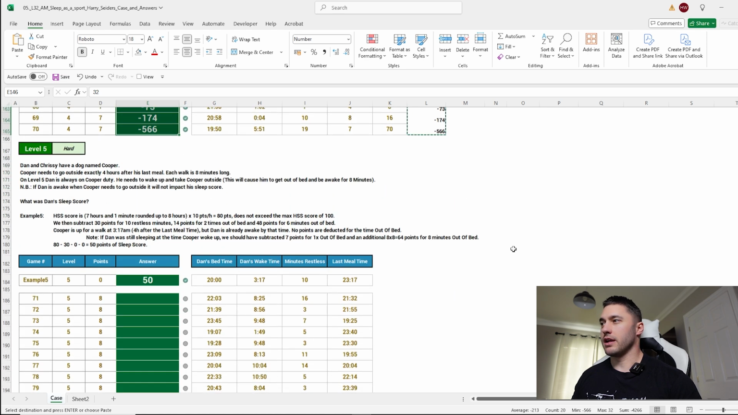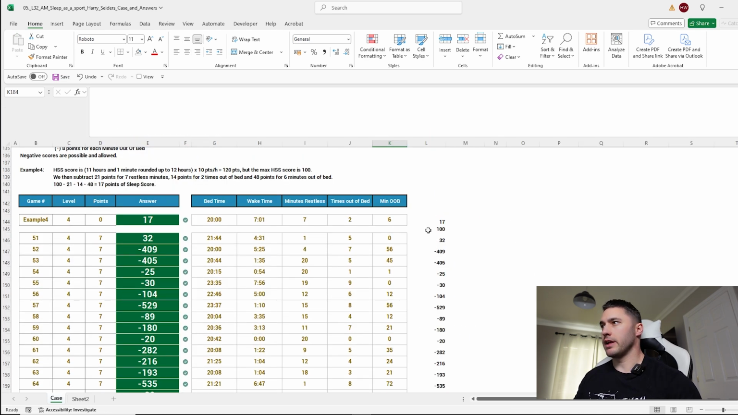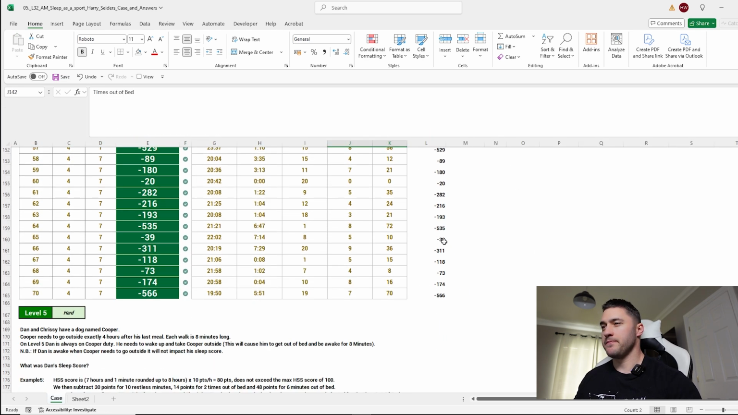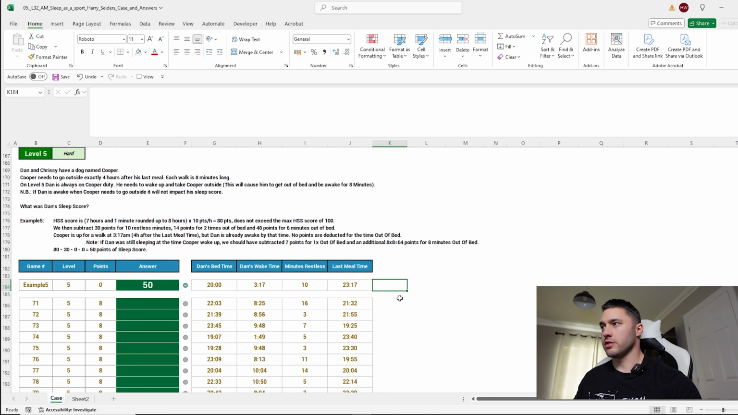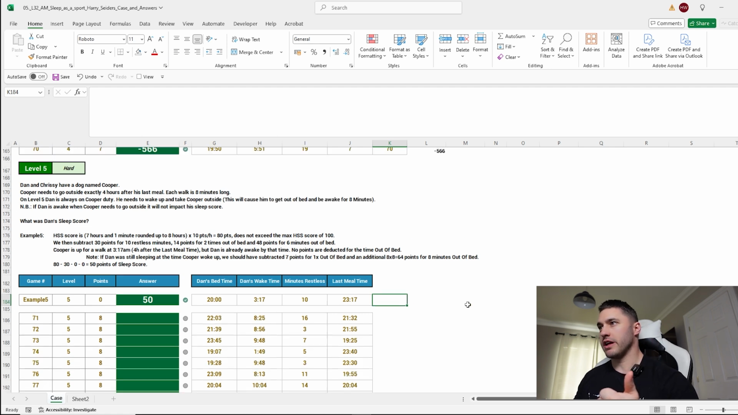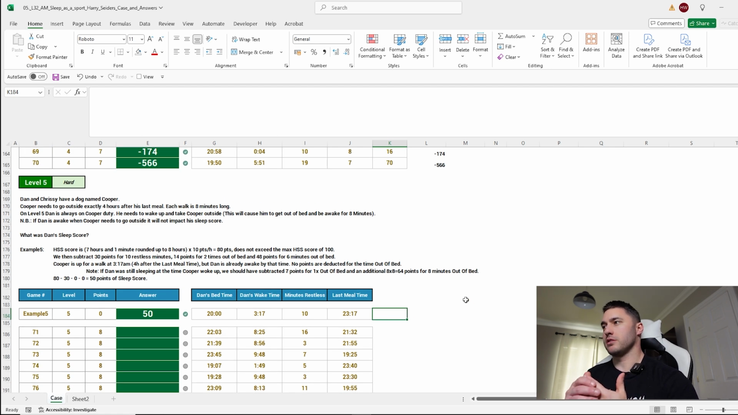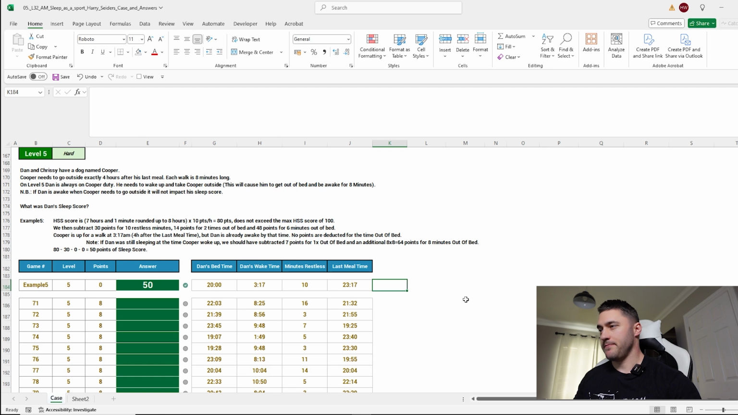This is where it kind of gets a little bit hard, because we have to calculate the times out of bed and minutes out of bed. And the way that's determined is by whether you walk the dog or not. So the dog has its last meal at a certain time. The dog's always going to wake up 4 hours after that and need walking. If that 4 hours is within the sleep window, you have to get up and walk it. So you lose 7 points for getting out of bed, and the walk lasts 8 minutes. So you lose 8 points times 8 minutes, which is 64 points for the time out of bed. So it's going to be 64 plus 7, we're going to lose 71 points.